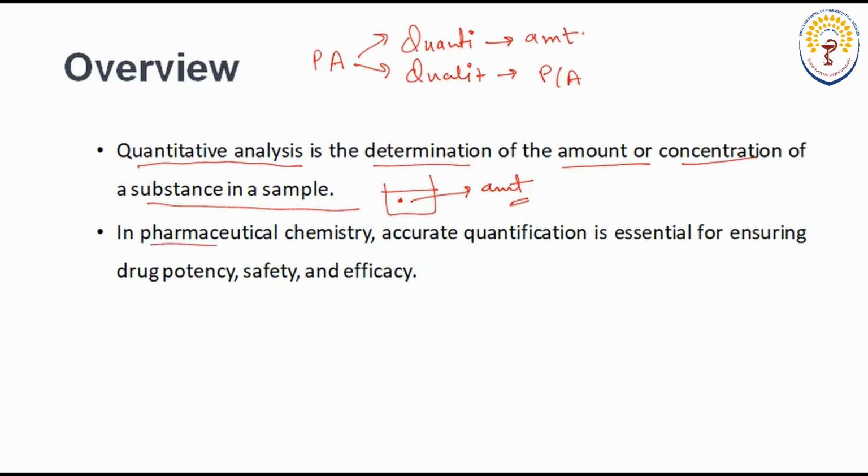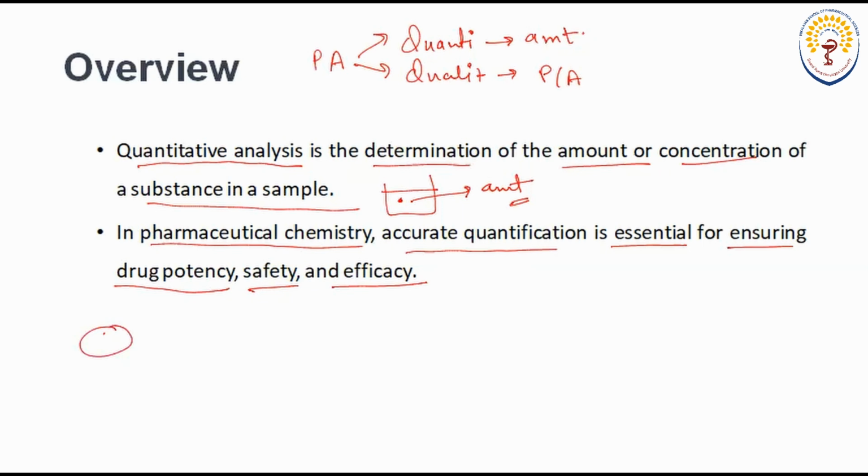Now in pharmaceutical chemistry, accurate quantification is very essential. Quantitative analysis is extremely important because most of the time you want to know the amount of a certain substance in the sample. And why do you want to know that? We want to know because we want to ensure the drug potency, the drug safety and the efficacy.